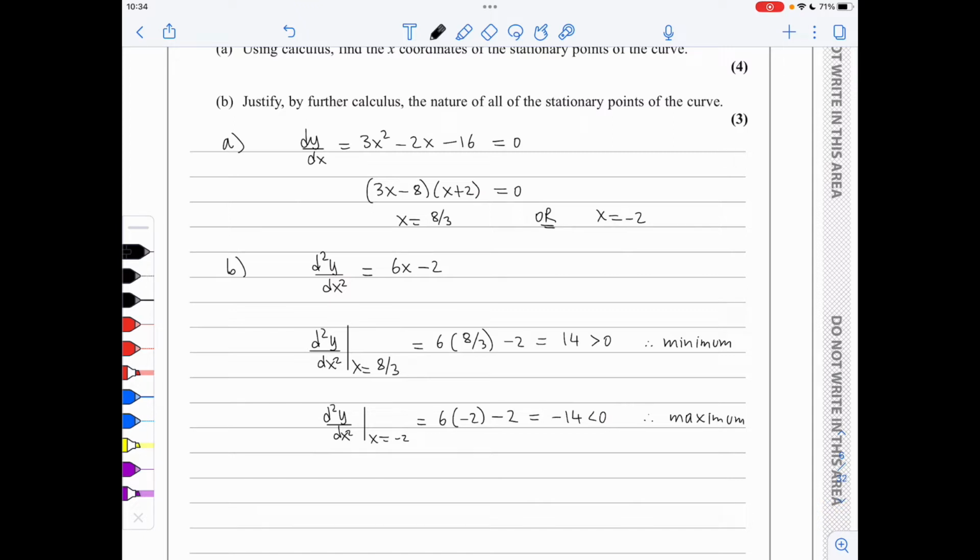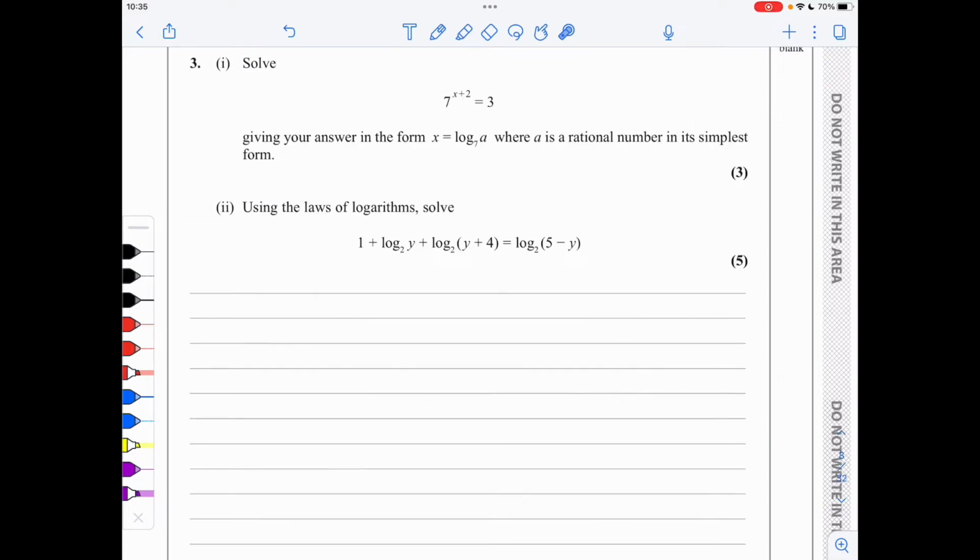If there is one thing I would highlight here, it would be the explicit comparison with 0 to justify the conclusion for a minimum or a maximum. If you do not write the greater or less than 0 and you just write the conclusion, you will be penalized. In question 3, part I, we need to solve 7 to the x plus 2 is 3.